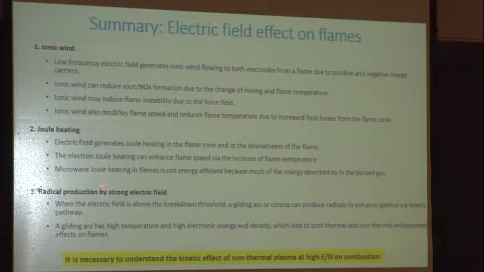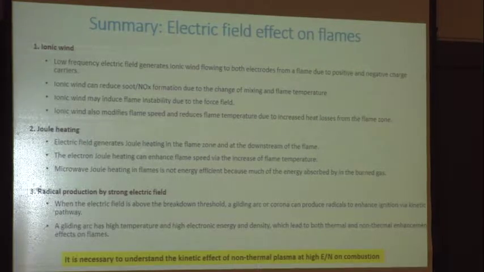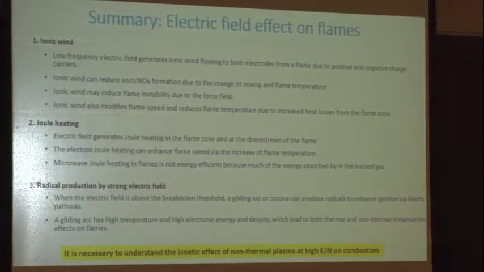Microwave Joule heating in flames is not an efficient way because most of the energy is dumped to the burning gas. Radical production by a strong electric field could have potential, but you have to raise the electric field close to the breakdown limit or pulse it. That is the way we have to go. It is necessary to understand the kinetic effect of non-thermal plasma, so we are going to talk about it in the next lecture, going beyond the electric field and the heating effect.